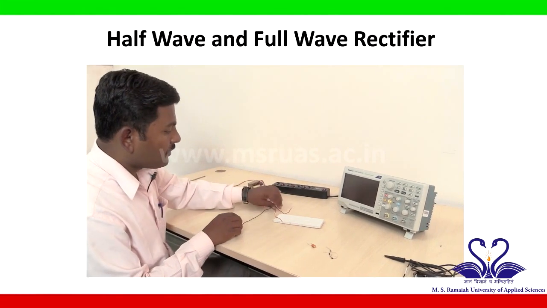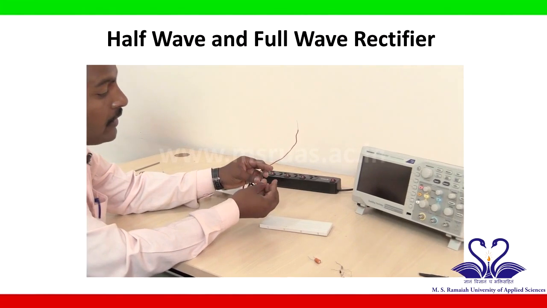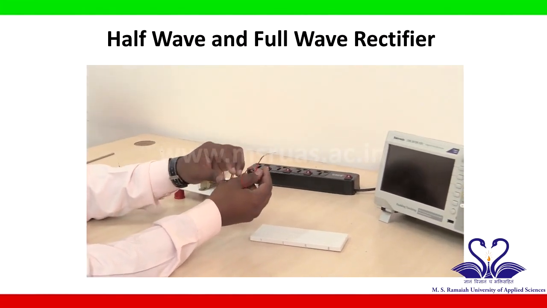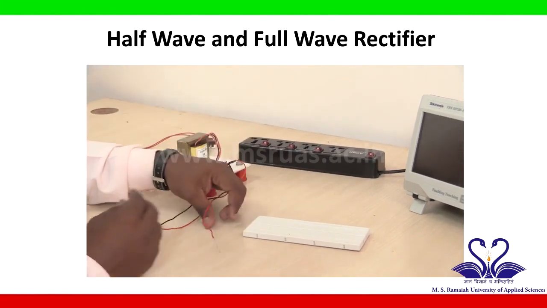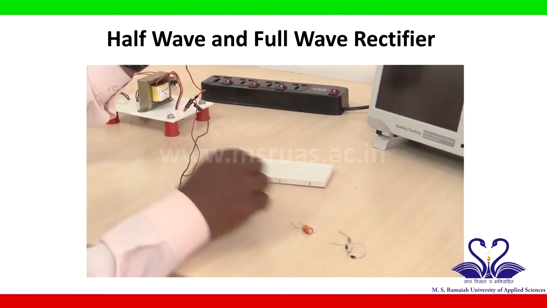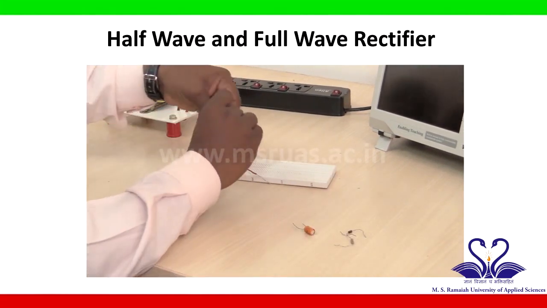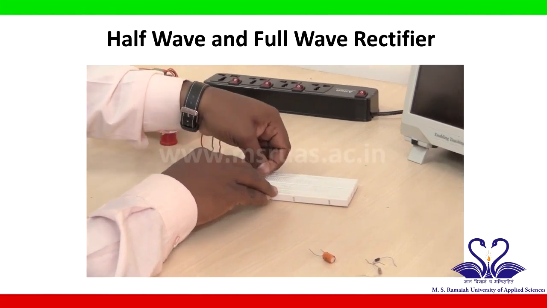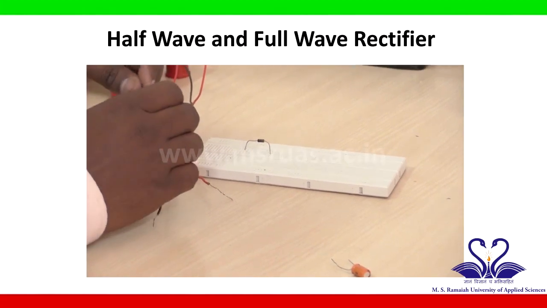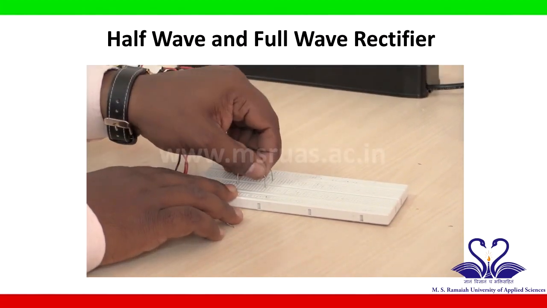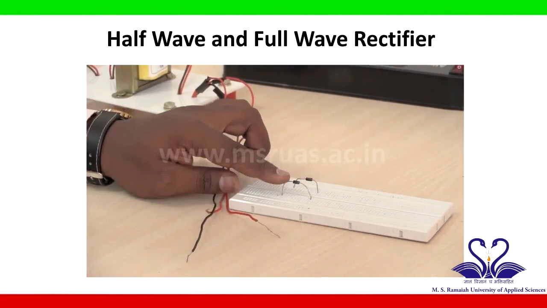Again we will start the connection from the transformer. This is the secondary of the transformer. Here you have three terminals. The black one is the center tap. This is also used for a full wave rectifier. According to the given circuit, one terminal of the transformer is connected to the diode P side. So I will take a diode and connect it in the breadboard, and I will take another diode and also connect it in the breadboard. Let us call this diode 1 and this diode 2.